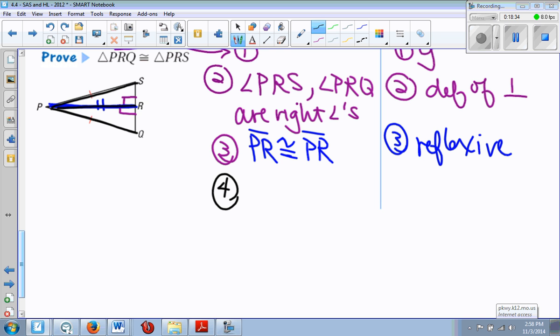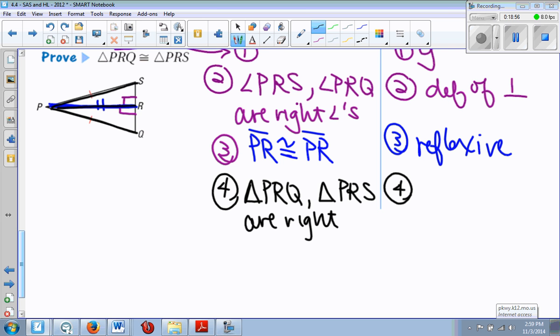So here's the deal with this though. In order to say that you're using HL, you actually have to state that the triangles you're looking at are right triangles. I know that seems very trivial because we just labeled right angles in the triangles, but you actually have to state that they're right triangles. So what we're going to say is those 2 triangles are right triangles. And again, I know that seems silly to have to state, but it is something that is required. Now, why are they right triangles? Well, they both have right angles in them, and that's the definition of a right triangle.